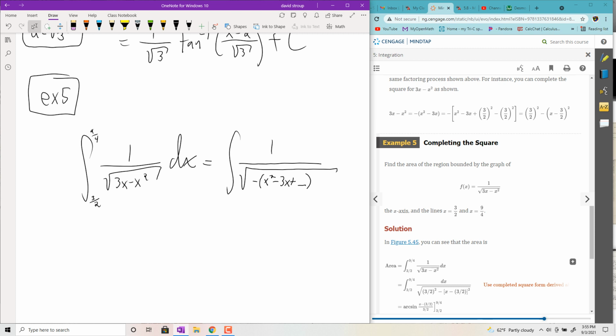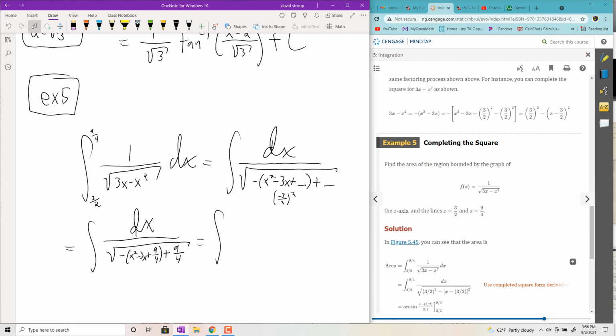And then I would normally immediately subtract it, but because there's this negative out here, I'm really needing to add it. Okay, so plus blank. And so what is it? I need to take the b value, which is negative 3 over 2, and then square it. So I'm going to have 1 all over the square root of negative x squared minus 3x plus 9/4, and then plus 9/4 again. And then I lost my dx.